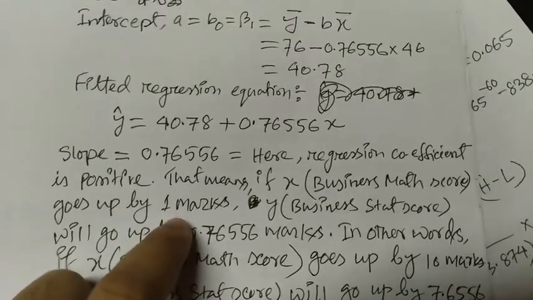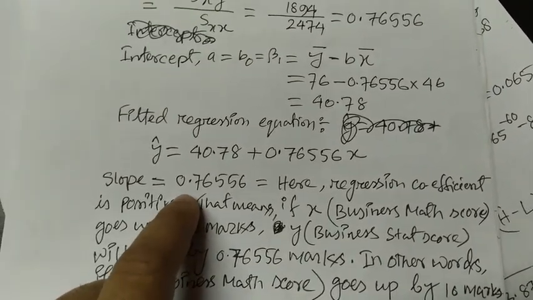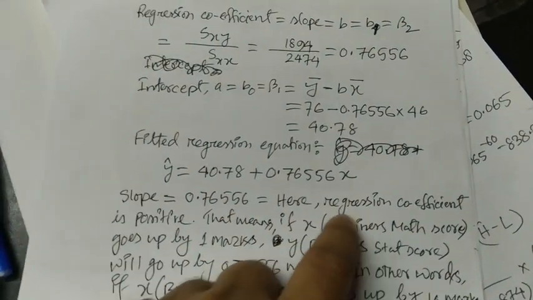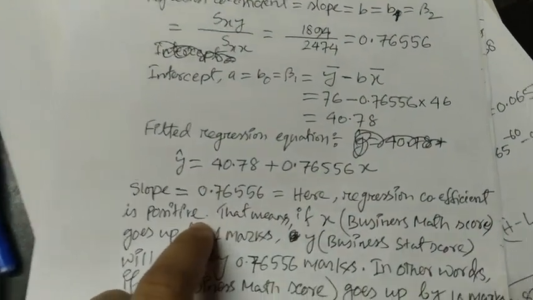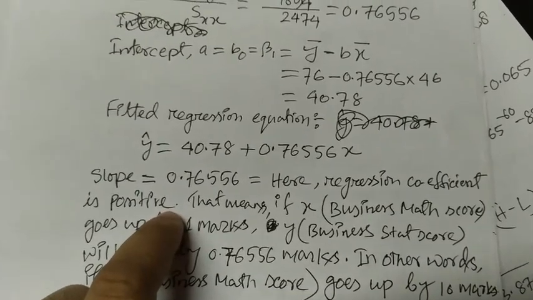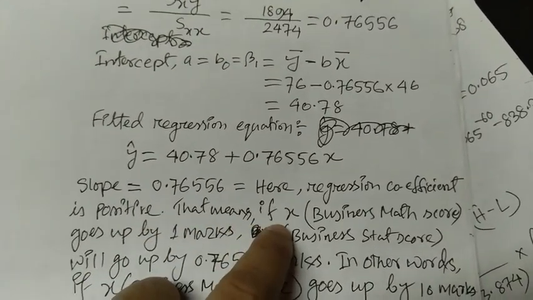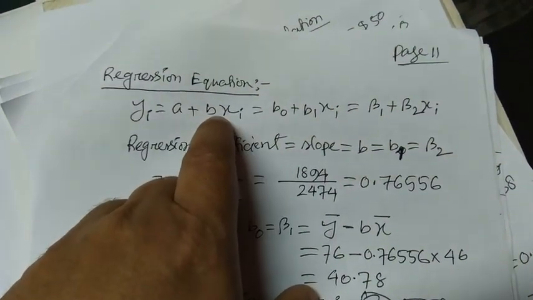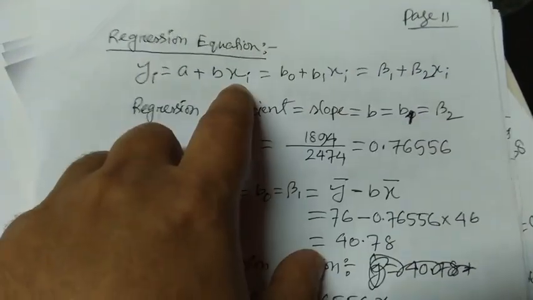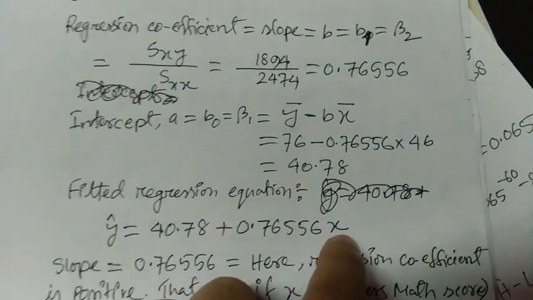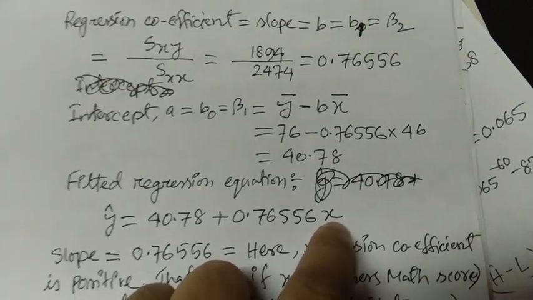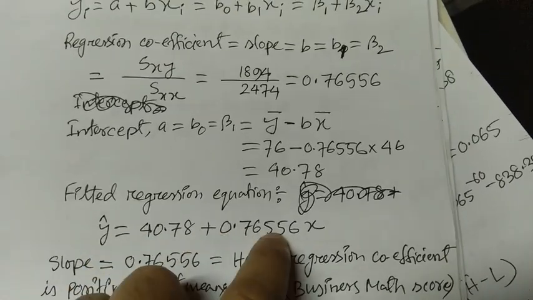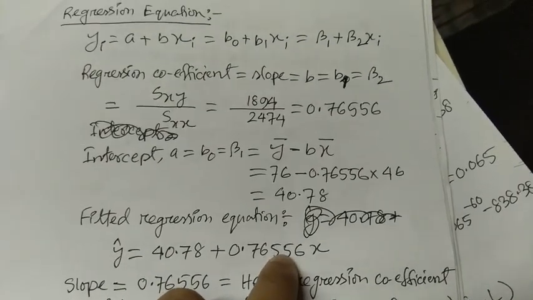So now let us understand what the slope indicates. Here the slope is 0.76556. The regression coefficient or slope is positive. That means if X, the business math score, goes up by 1 mark, then, as you can see from this equation, the value of Y will go up by 0.76556.